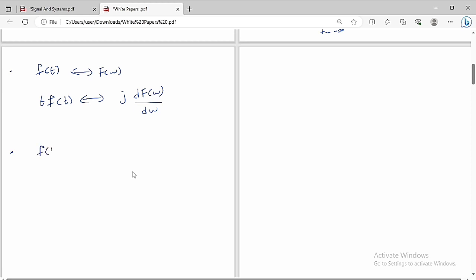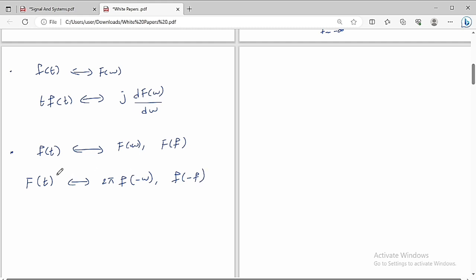For small f of t, if the Fourier transform is F of omega, or F of small f, which we can write in terms of capital omega or f, then the Fourier transform of F of t is just 2 pi into f of minus omega, or f of minus f. That's it. This is what I am trying to tell you.